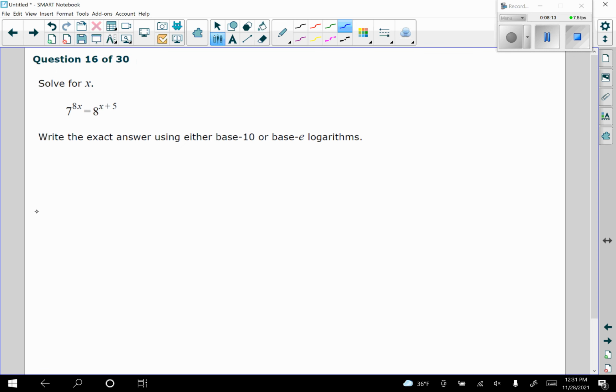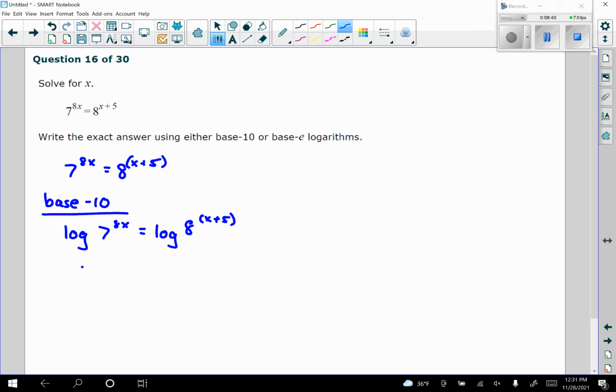All right, and another similar one here. It says write the exact answer though using either base 10 or base e. So I'll use both. I'll solve this both ways. So if we start with our problem, I want to keep the x plus 5 in parentheses. We're going to do base 10 first. And all this means is I'm going to take log base 10 of both sides. So I don't have to write the 10.